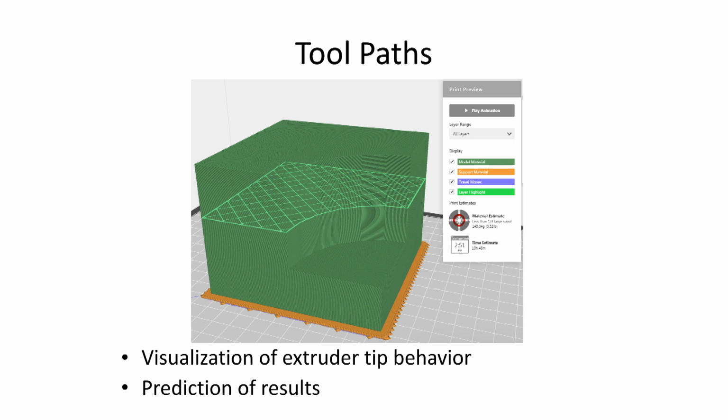We can also use this to predict any errors that may happen that our slicer doesn't predict, or that will happen as a result of some setting that we have changed. Perhaps we've prevented it from generating supports in a particular place, and we need to see how that's going to happen in our final result.